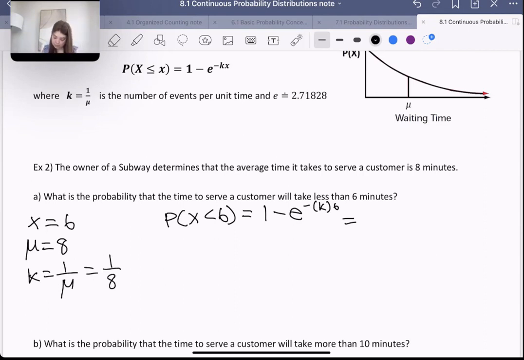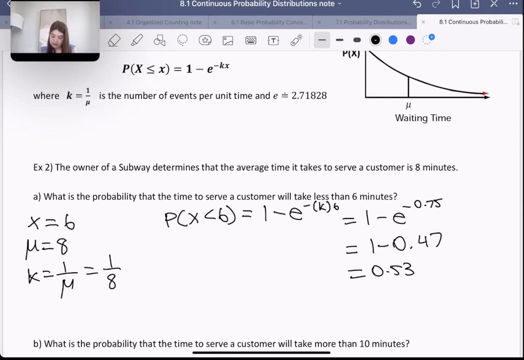So therefore, 1 minus e to the negative 6 over 8, or 0.75 if we put that in decimals, is going to give us 1 minus 0.47, which is equal to 0.53. So therefore, the probability that it'll take less than 6 minutes to serve a customer is 0.53.